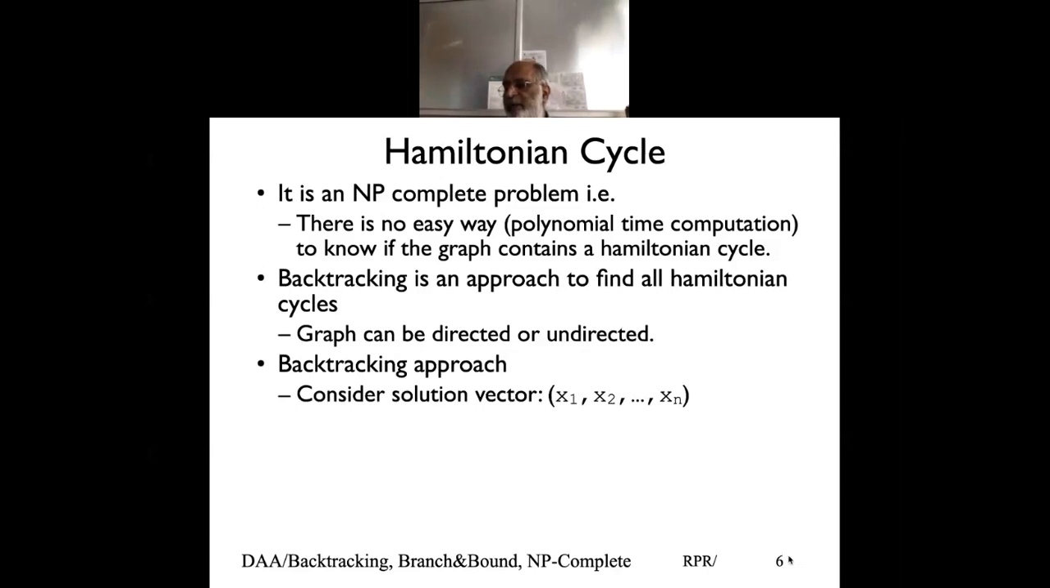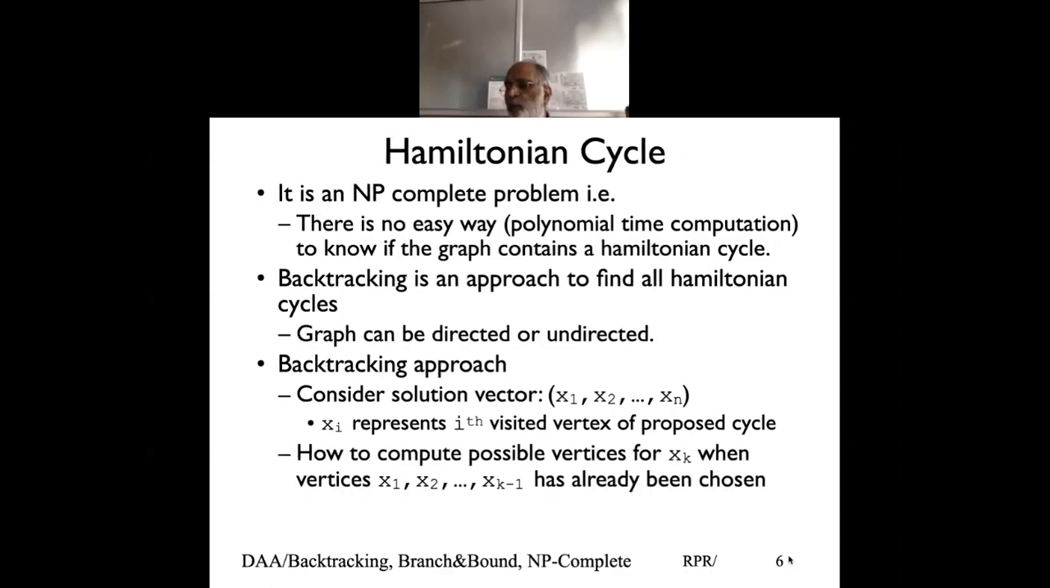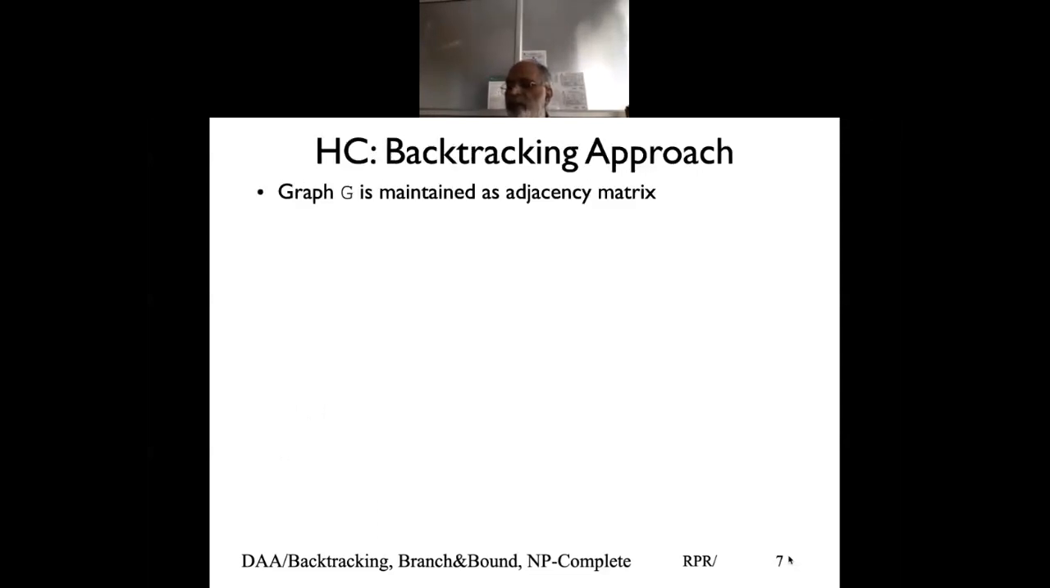Now, the graph could be directed or undirected, and we look at the backtracking approach. Primarily, we look at the solution vector: what is the first vertex, x1, what is the second vertex, x2. x2 does not mean vertex 2; xi represents the ith vertex. So vertices x1, x2, x3 could be anything, but they cannot be the same. If we have visited k minus 1 vertices, k indicates the number of vertices visited, and xk has to be from the remaining ones. That will become a bit clearer.